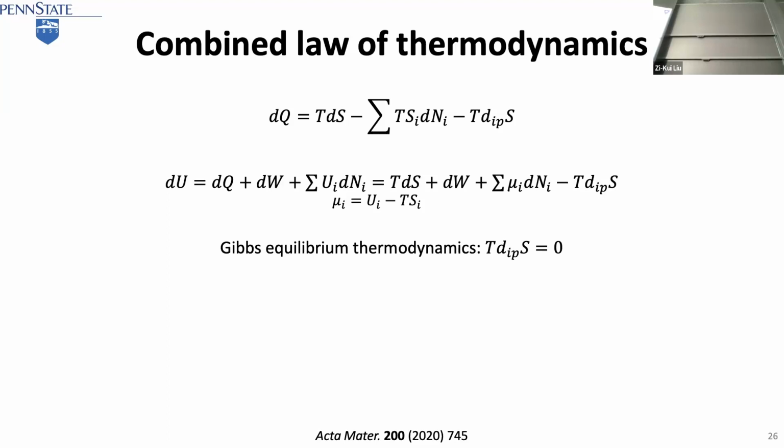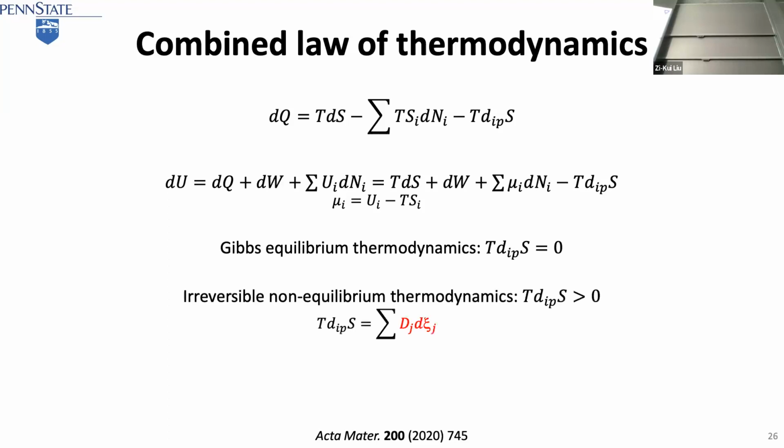Now, if it's equilibrium, then it goes back to the Gibbs equation. If it's irreversible, you have an extra term. So the question is CALPHAD. Now I go back to the CALPHAD modeling. That's why it's so important. CALPHAD modeling is for non-equilibrium. That's why it's so powerful, because you have to decide it.